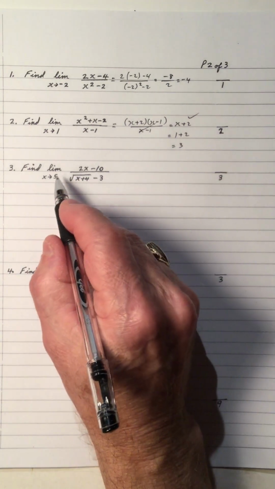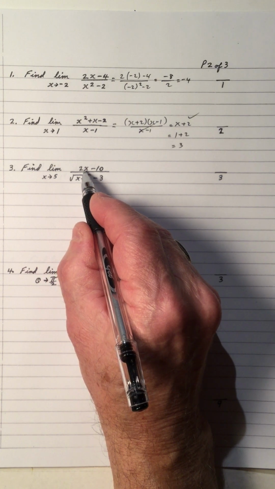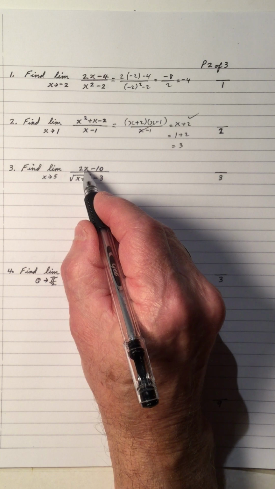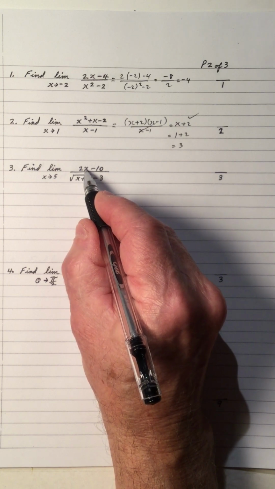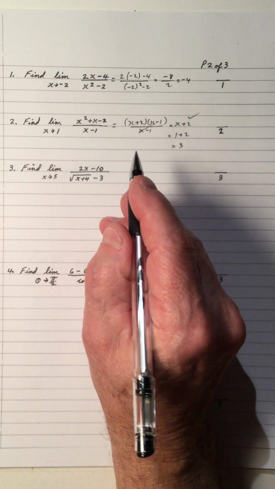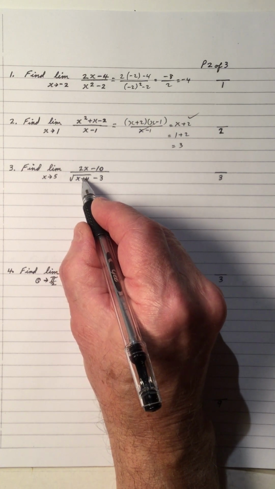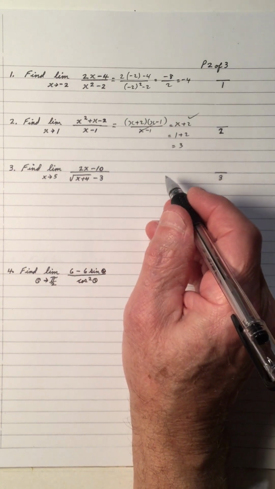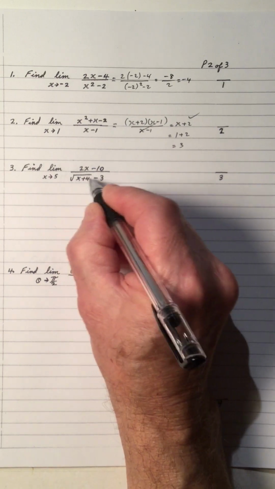So what about the limit of this function as it approaches 5? Put a 5 here and check. Well, we have to make sure we don't get 0 over 0, the indeterminate form. 5 minus 10: 2 times 5 is 10, 10 minus 10 is 0. 5 plus 4 is 9, the square root of 9 is 3, 3 minus 3 is 0. Again, I got a 0 over 0. So I have to see if I can simplify it or remove the radical from the denominator.